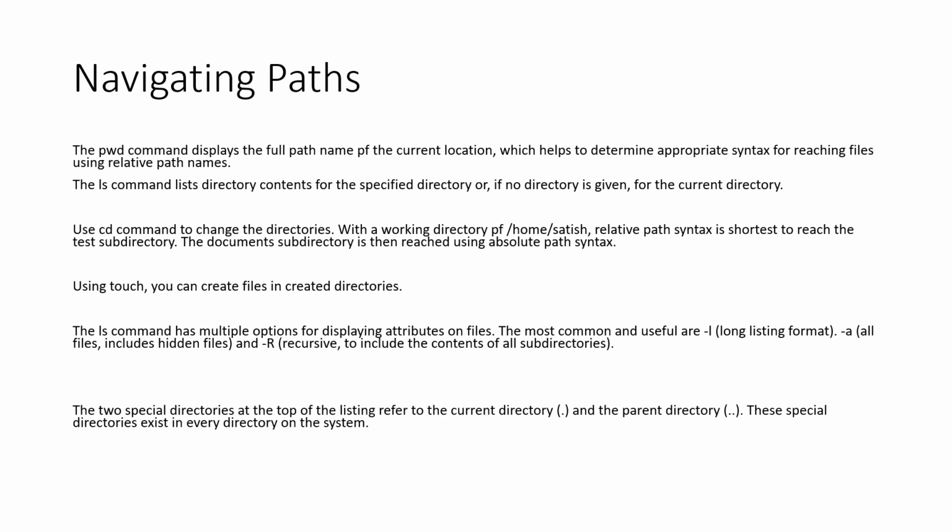The two special directories at the top of the listing refer to the current directory. So if you do ls hyphen la, l means long listing and a will show us hidden directories, which start with a dot. Dot means the current directory and dot dot means the parent directory. You can see these two directories in each and every directory. These special directories exist in every directory on the system. Okay, so let's move to the next slide.